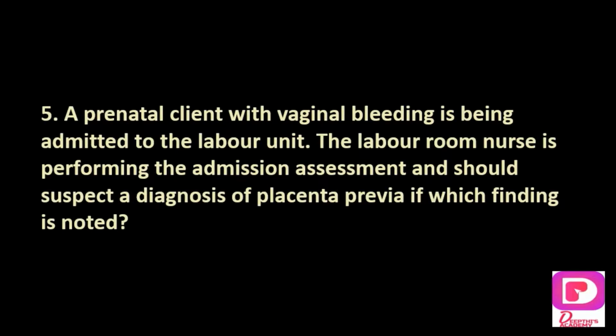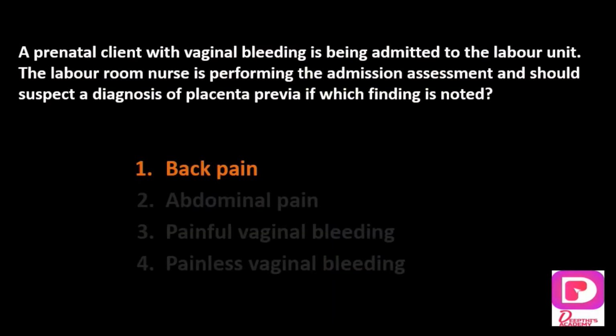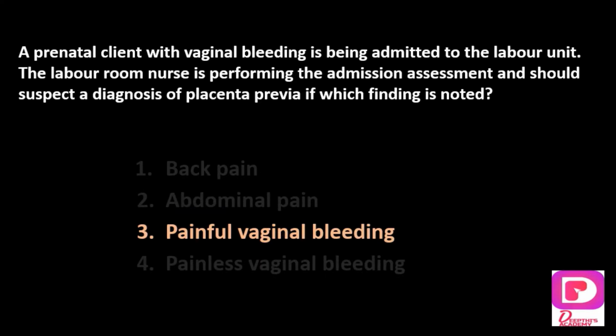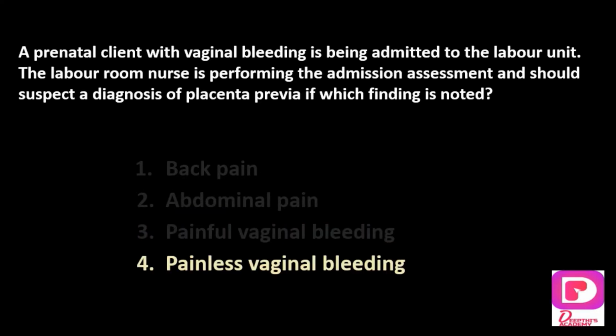A prenatal client with vaginal bleeding is being admitted to the labor unit. The labor room nurse is performing the admission assessment and should suspect a diagnosis of placenta previa, if which finding is noted. Let's see the options. Option number 1, back pain. Option number 2 is abdominal pain. The third option is painful vaginal bleeding. And the last one, painless vaginal bleeding.